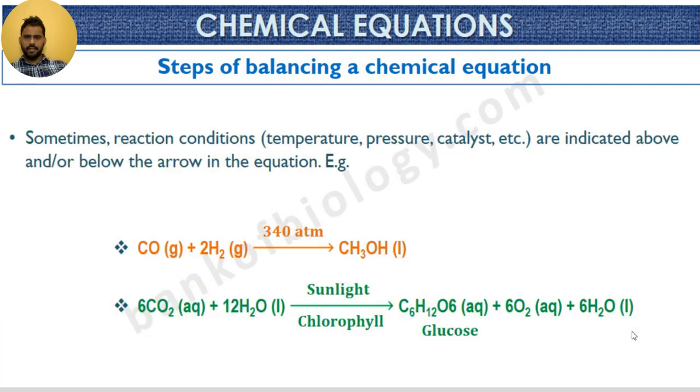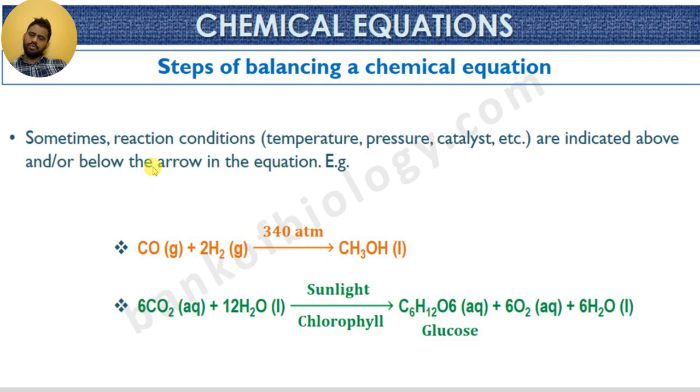So let us move ahead. Now we get one more chemical equation, and sometimes reaction conditions. This is another important concept we need to understand. Sometimes there will be reactions with certain conditions, like the temperature will be mentioned, the pressure will be mentioned, the catalyst will be mentioned. Now what is a catalyst? A catalyst is a chemical that is used to make the reaction take place faster. It is used to assist the chemical reaction.